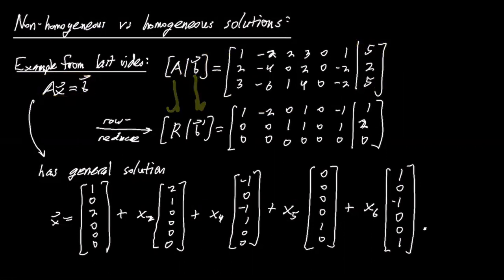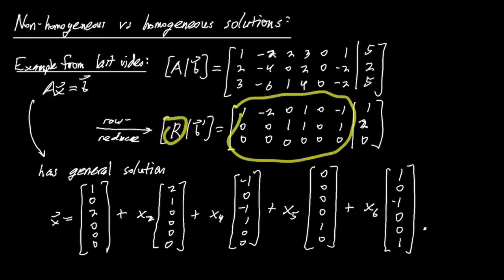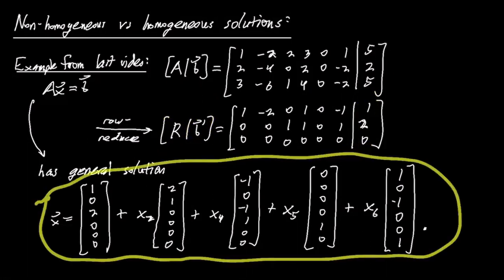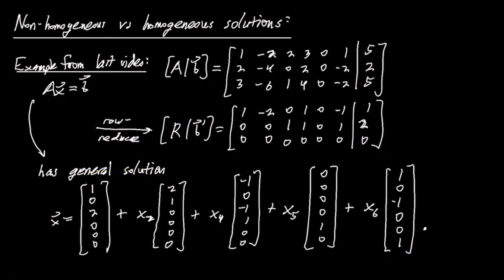Sometimes people like to call the reduced echelon form R, for row reduced or something. That's what I mean by this matrix here, calling it R, and this augmented column right here is changed, so I just call it B prime, because it's related to B. And this had this general solution here, right? We saw that last time.